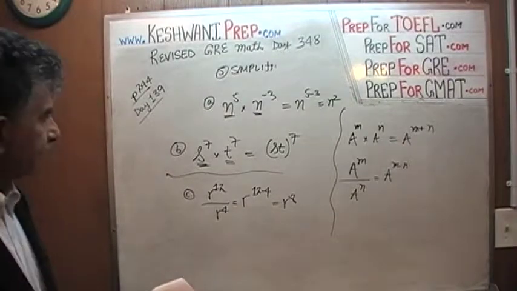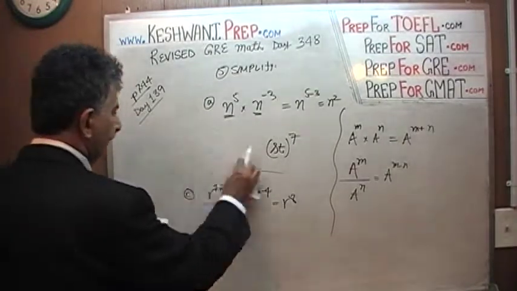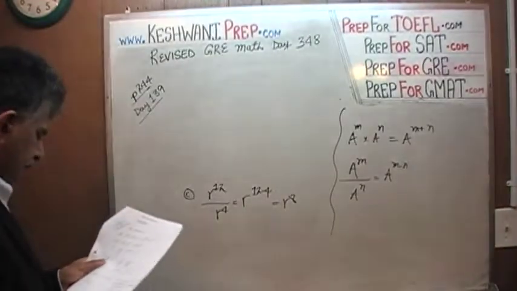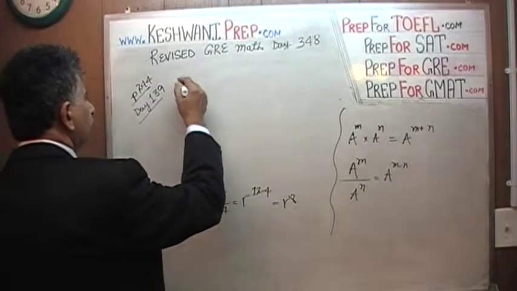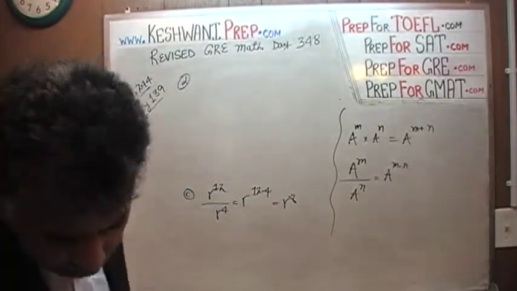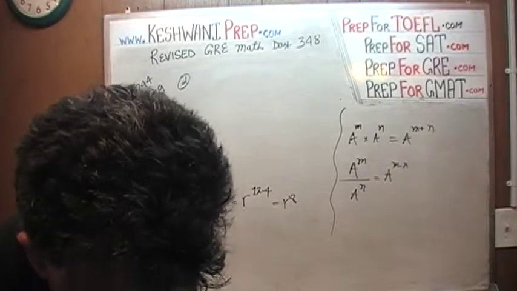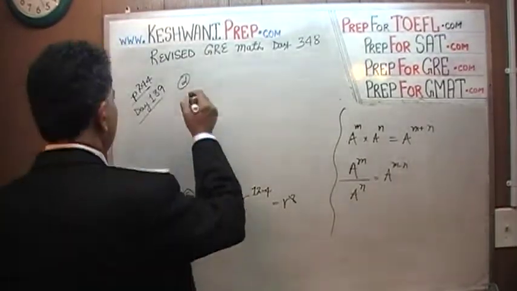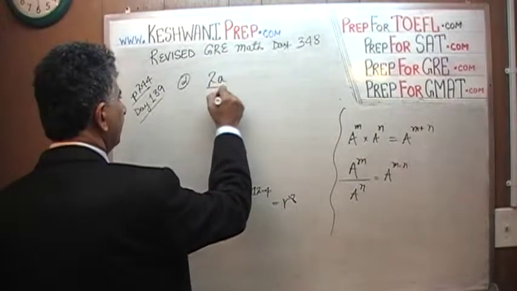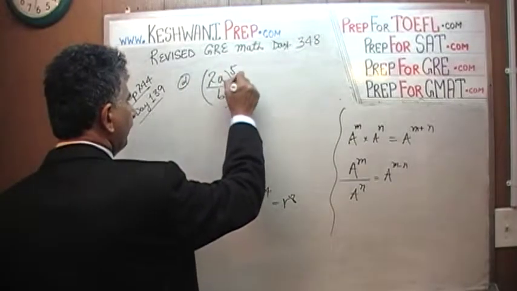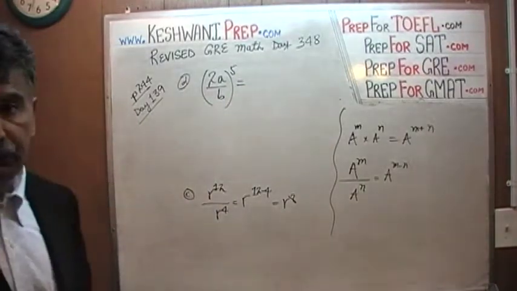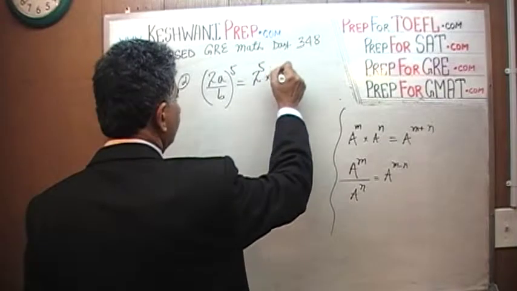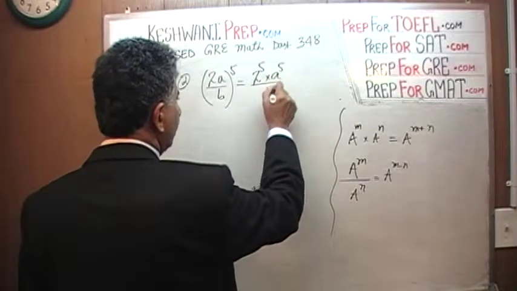Let's look at D. D says 2a over b, all raised to 5. The only way we can put this in simplified form is to write 2 raised to 5 times a raised to 5 over b raised to 5.